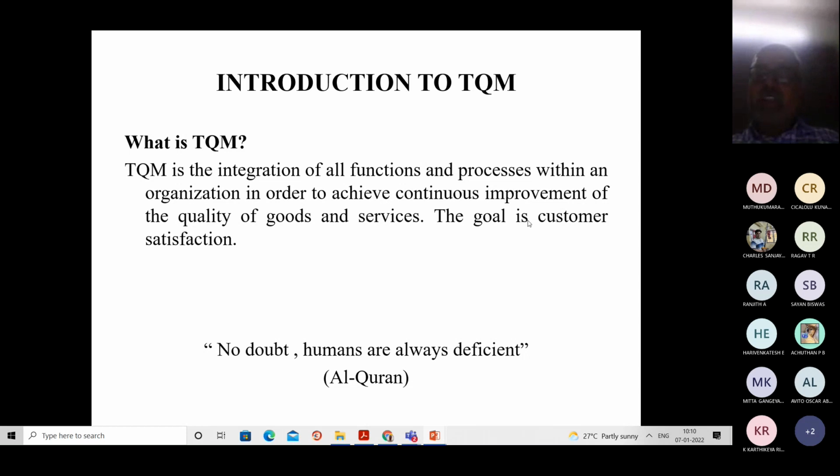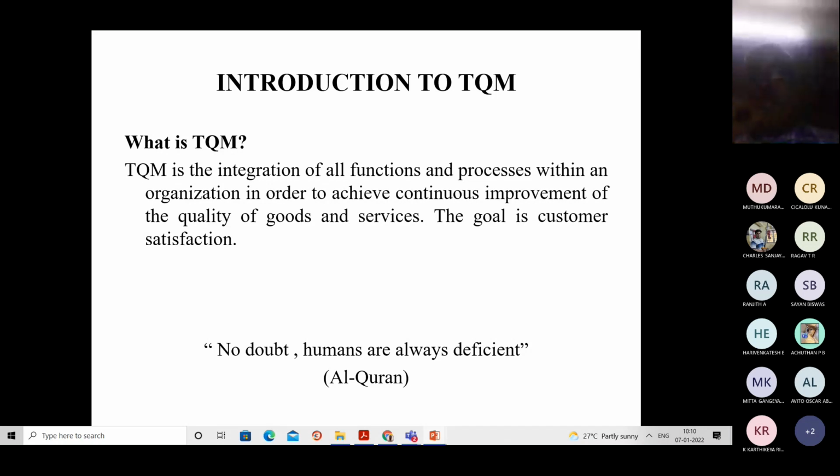And of course, the main goal of TQM is customer satisfaction. Whether it is product or service, the customer should be satisfied. Not only satisfied, the competition is so severe that the customer should be delighted. And many times, customer is the king. Many times the people are telling. I think this, you will be very surprised.